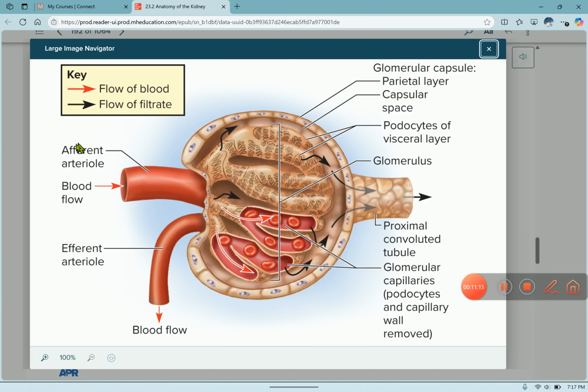Okay, going back to the afferent arteriole, here's a good picture showing the blood going into the glomerulus. Okay, it gets filtered, and then some of that blood will come out the efferent. So afferent in, efferent out.